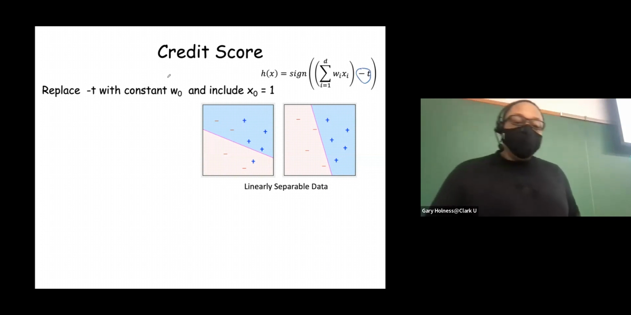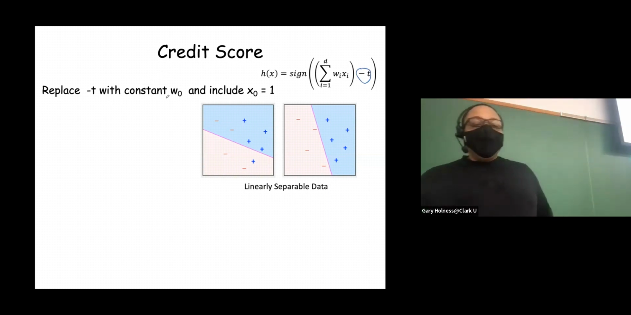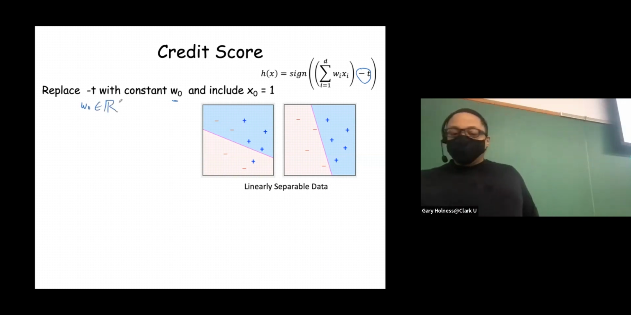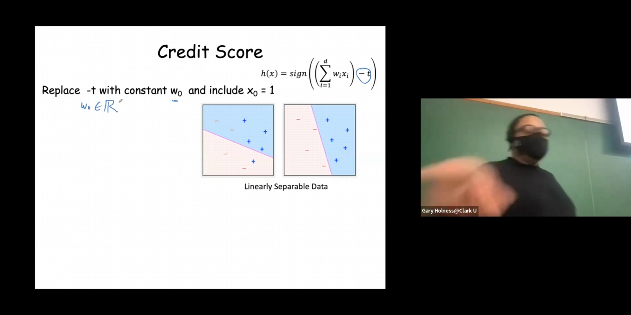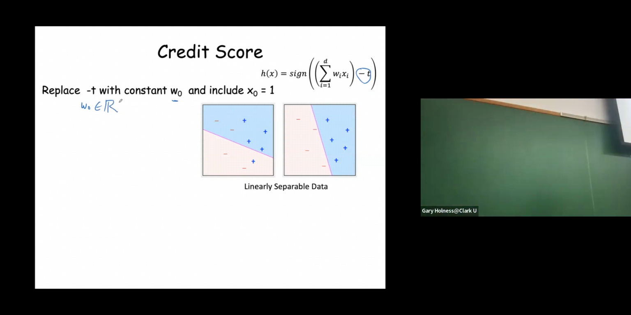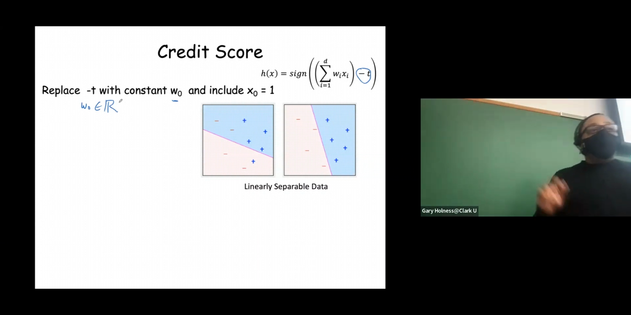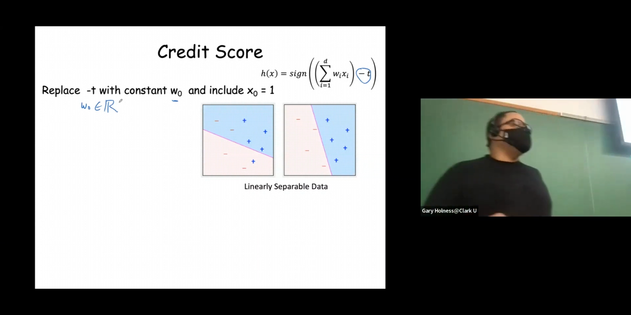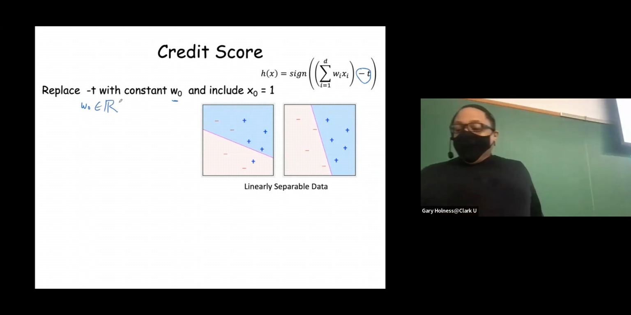Now we're going to replace minus t with a constant w naught, w0. And w0 is going to be a real number. It doesn't matter which one it is. Real numbers can be negative, so regardless of what its value is, we can always represent this minus t with a real number, and we're just going to name it variable w naught, w0.